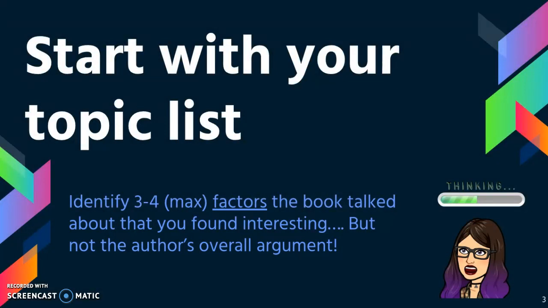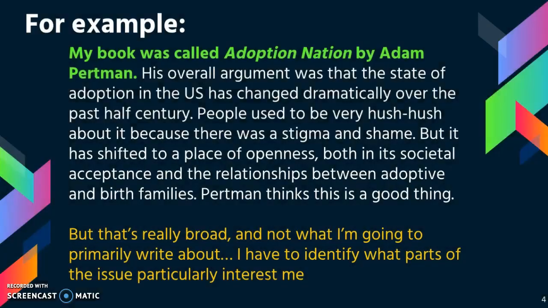So hopefully you have yours with you, and you want to start off by identifying 3 or 4 factors that the book talked about that you found interesting. Start by figuring out what you want to explore further, being careful not to look at the author's overall argument. We want to look at little things that were associated that he brought up. So I'll use my example that I've talked with you guys about.